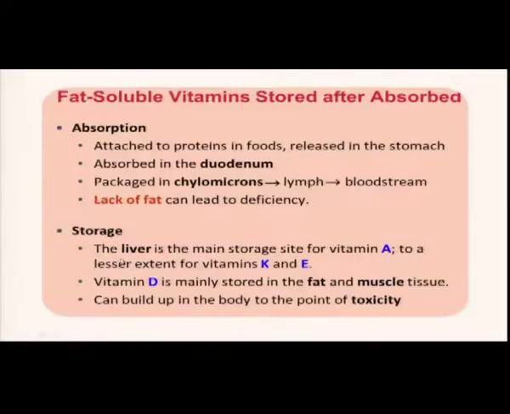So now the fat soluble vitamins go inside your systemic circulation. Where are these fat soluble vitamins stored? The liver is one of the primary sources for storing fat soluble vitamins, especially vitamin A, and to a lesser extent vitamin K and E. But if you look at vitamin D, the storage for vitamin D would be in the adipose tissues. When we say stored in the fat, don't consider it's the typical fat, it's basically an adipose tissue.